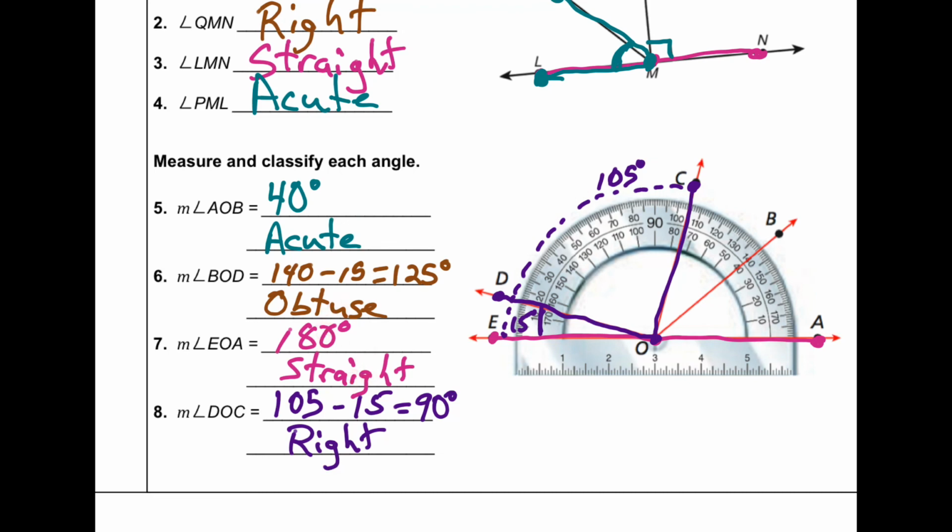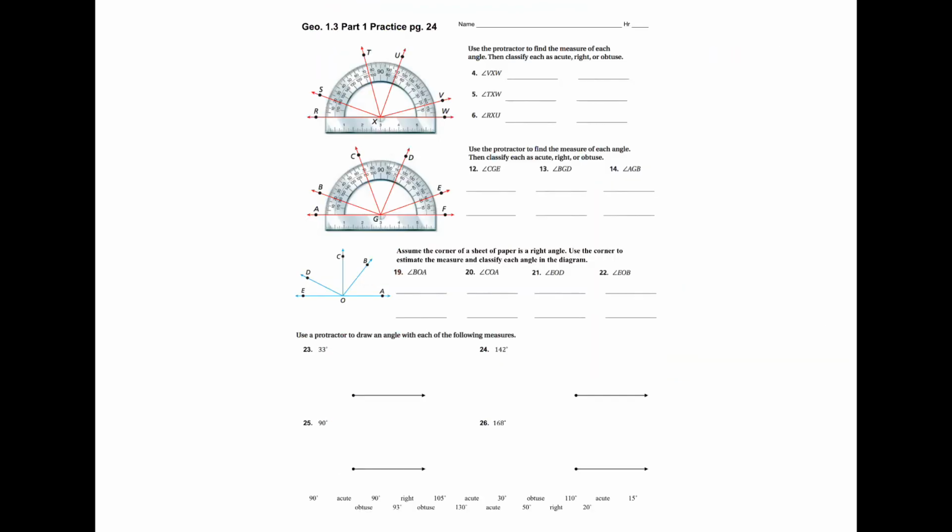And then measurement of angle DOC. Once again, we're going to have to do some math here. So I can calculate that this part is 15 degrees. I can calculate that this whole part is 105 degrees. So then I can do that subtraction. 105 minus 15 equals 90. And then that happens to be a perfect right angle. All right, go ahead, flip the paper over, and go ahead and try all these practice problems.